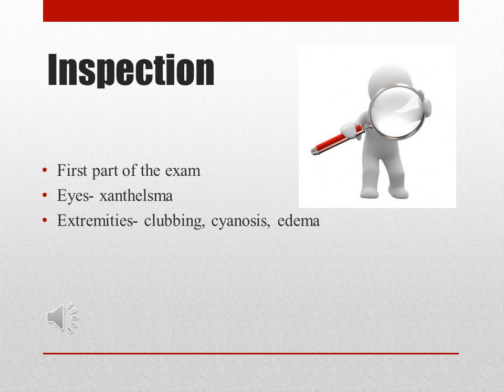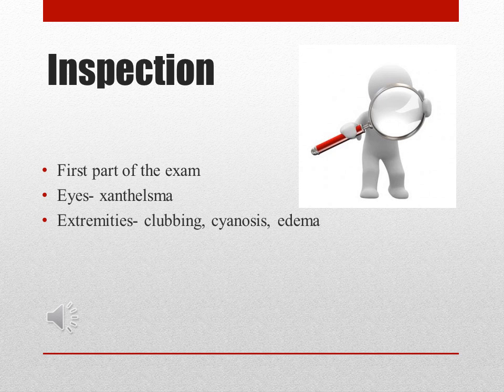The first part of your cardiac exam is inspection. When you look at the eyes, you want to detect for xanthelasma. Xanthelasma indicates hyperlipoprotein, a high risk factor for hypertension. When you look at the extremities, you want to detect any clubbing, cyanosis, or edema.